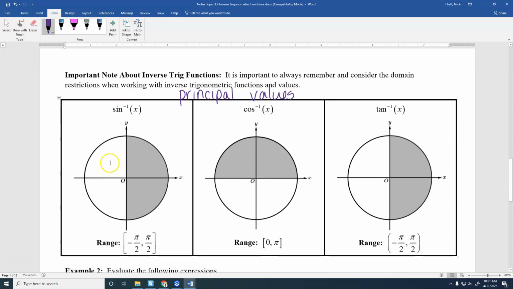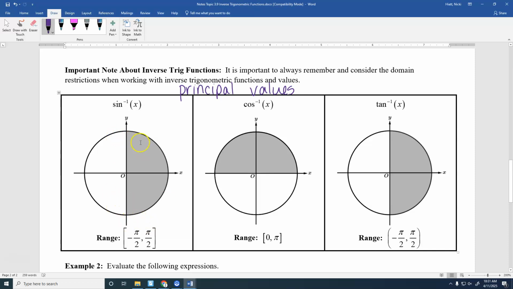So for sine, it's negative pi over 2 to pi over 2. For tangent, it's negative pi over 2 to pi over 2. For cosine, it's 0 to pi.